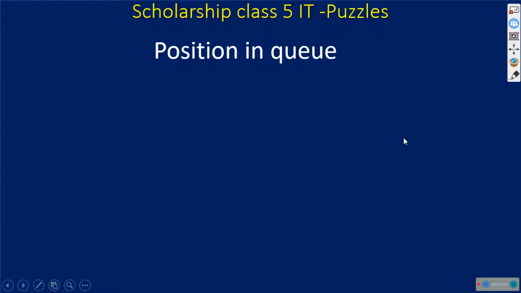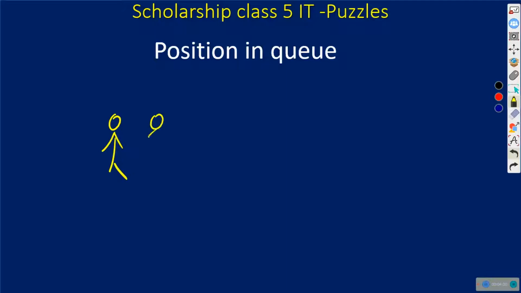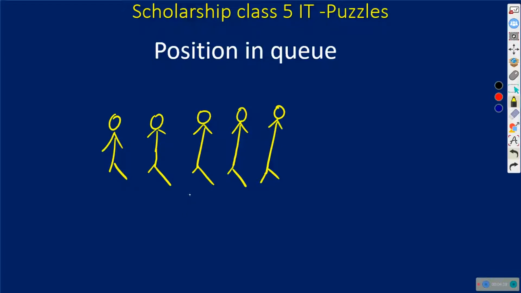When we talk about position in a queue, what does it mean? For example, if I try to make a queue here, people are standing in queue. One person, second person, third person, fourth person, fifth person. Now I can number them. Suppose this is the first person, second person, third person, fourth person, fifth person, moving or standing in this direction, or having their face turned this side.